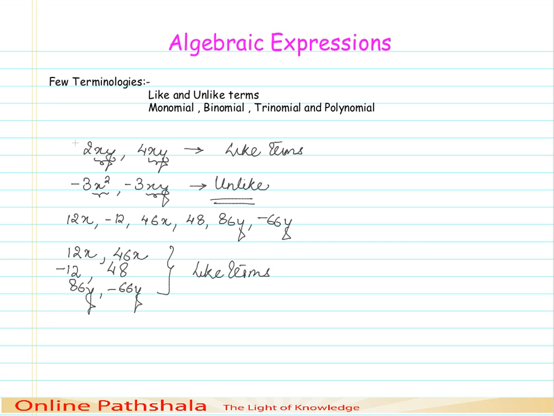Let me go to the next topic, where we'll be talking about what is monomial, binomial, trinomial, and polynomial. Now, a monomial is an expression with only one term. For example, a, 4x, 4xy. These all become monomials because they have only a single term in them.